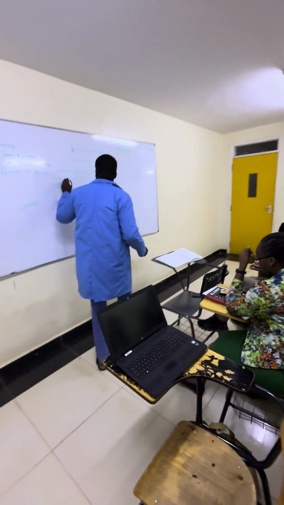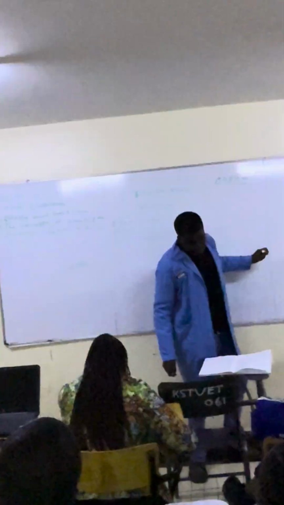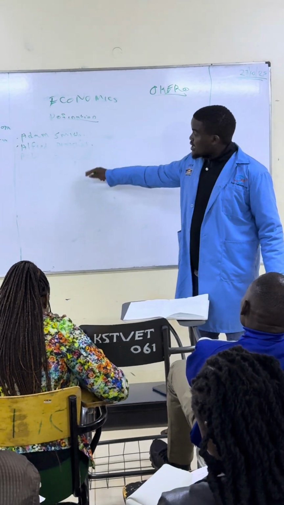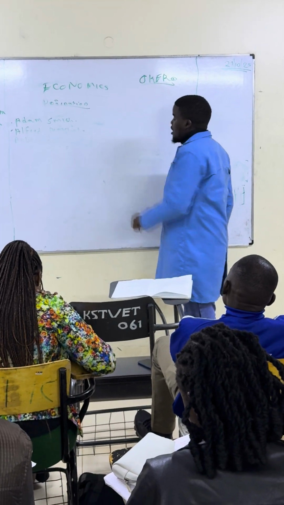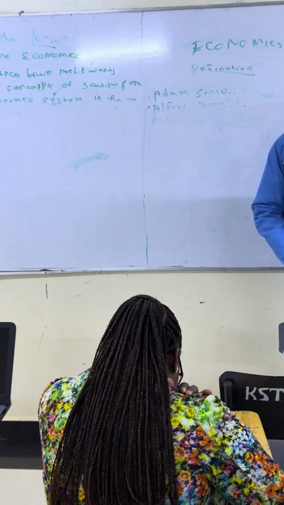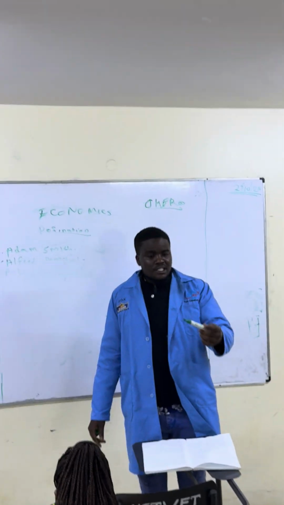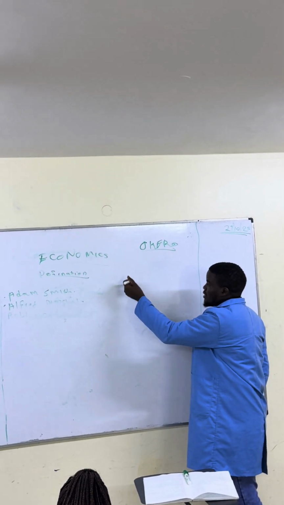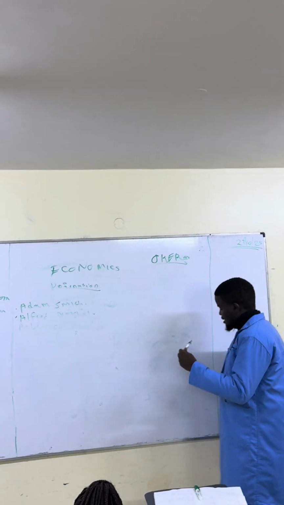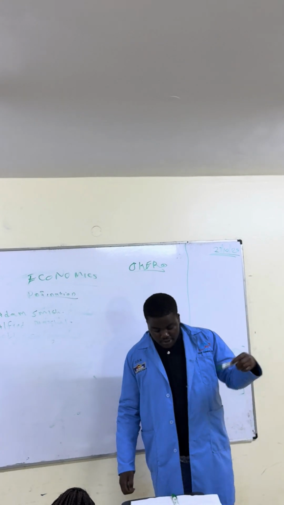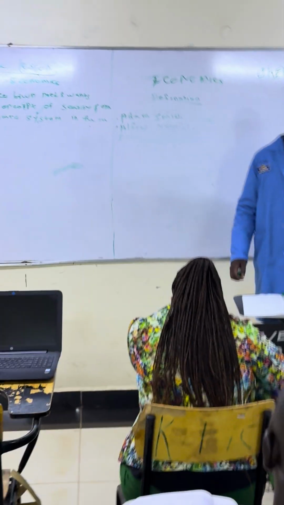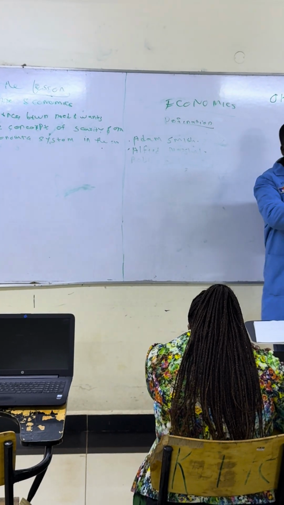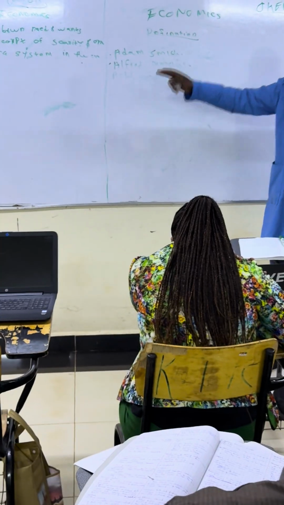So, the economic resources, and the reward of the economic resources. What are some examples of the economic resources? An example is land. Capital. Yes, we have land, capital, entrepreneurship, labor.